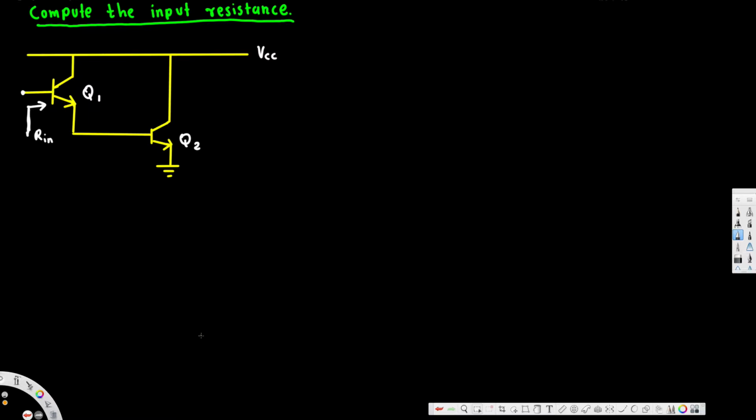What's going on, guys? In this video we are going to see how to calculate the input resistance of this transistor model. Here I'm going to draw the equivalent model of this circuit. Let's see how it's going to look like. Okay, let's go ahead and draw the equivalent model. The equivalent model will look like this.